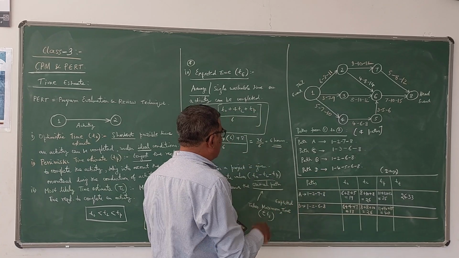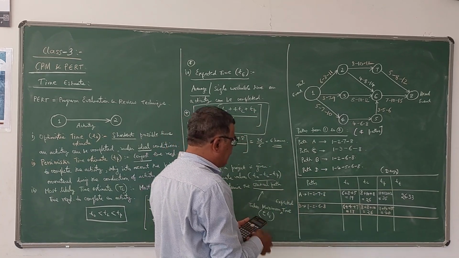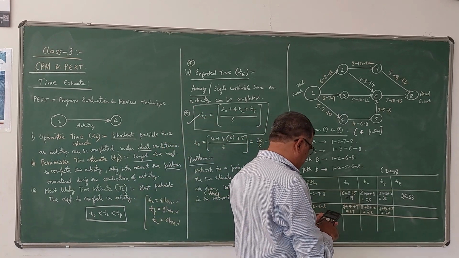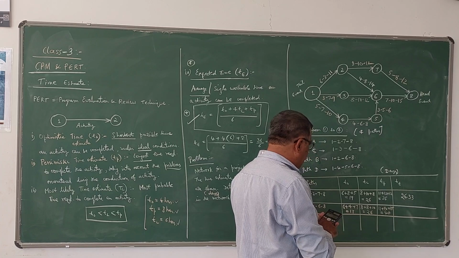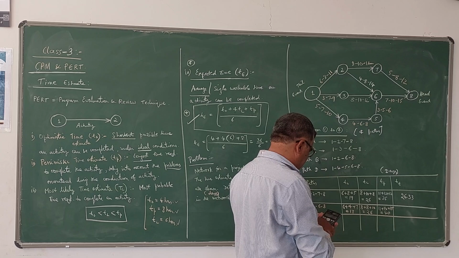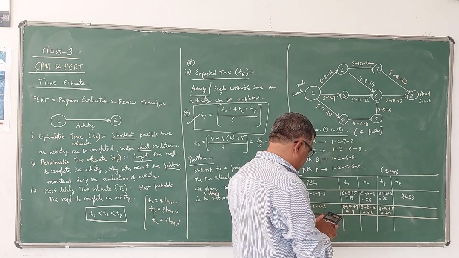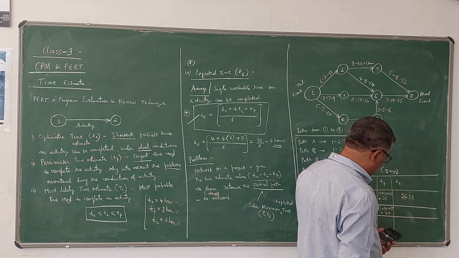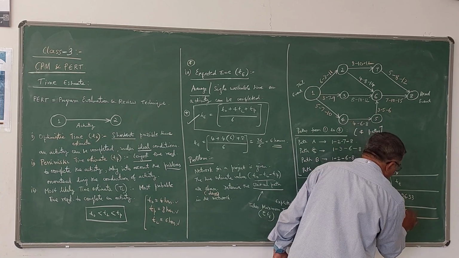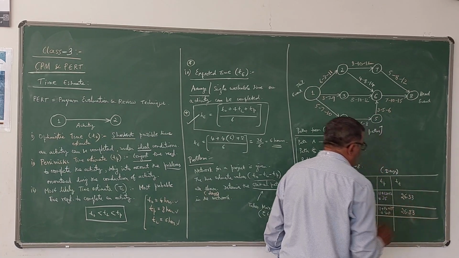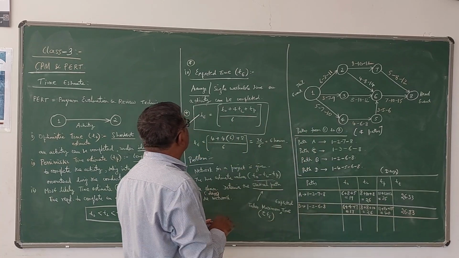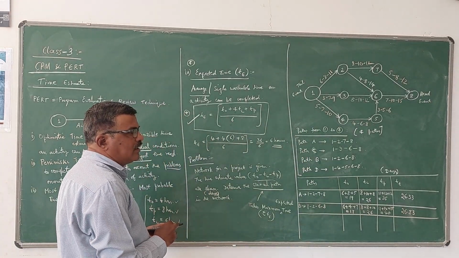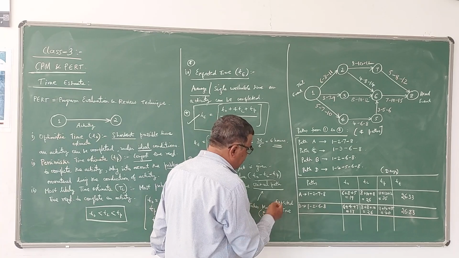Now we will calculate TE using this formula. T naught is 17, plus 4 times 26, plus 40, divided by 6. So it is 26.83. 26.83 days is the expected time for the second path, that is path B. Next, path C.